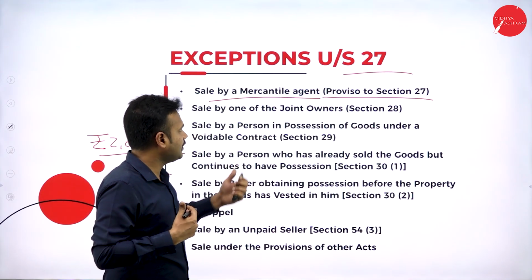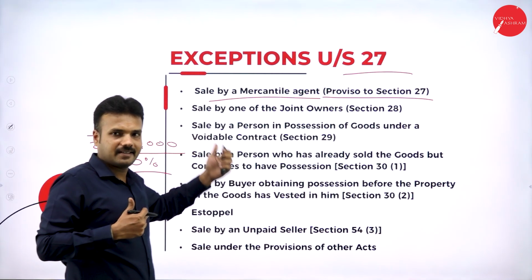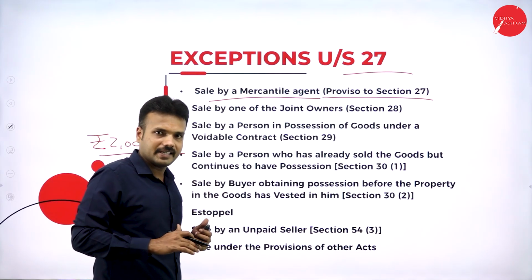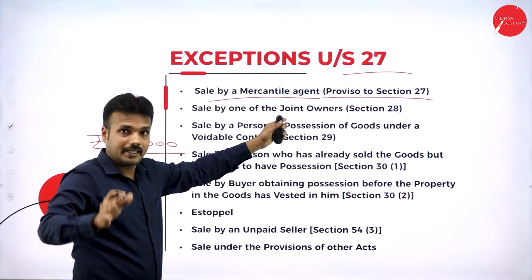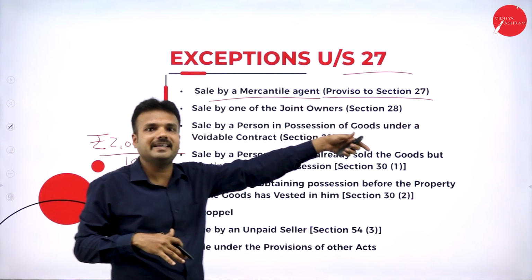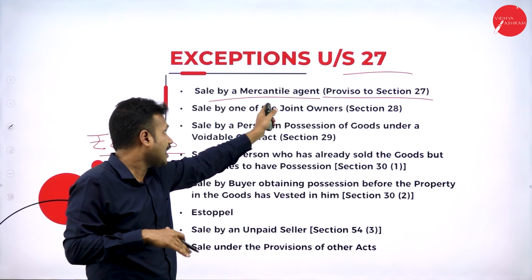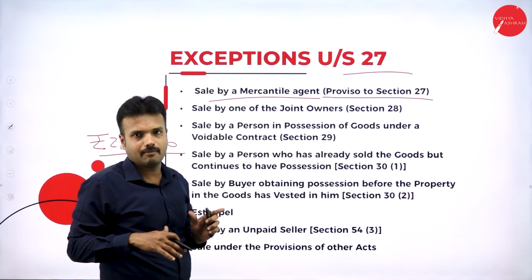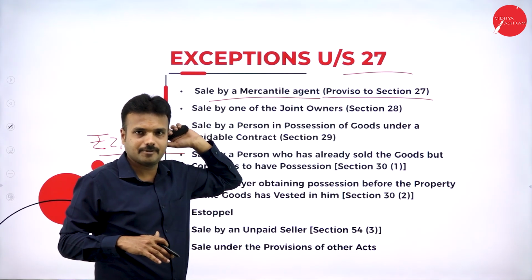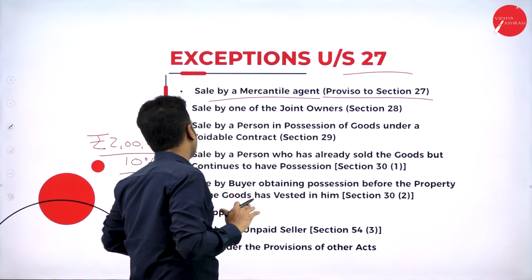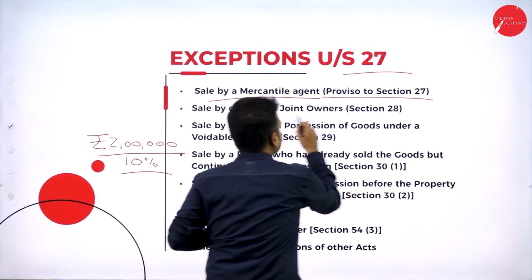Okay, so this will be considered as an exception under the Sale of Goods Act. It means this mercantile agent is not the owner, but he is going to sell my product to somebody else. He has the complete right to sell my car, with my permission, to somebody else according to the Sale of Goods Act. Very simple concept. Next one, sale by one of the joint owners.